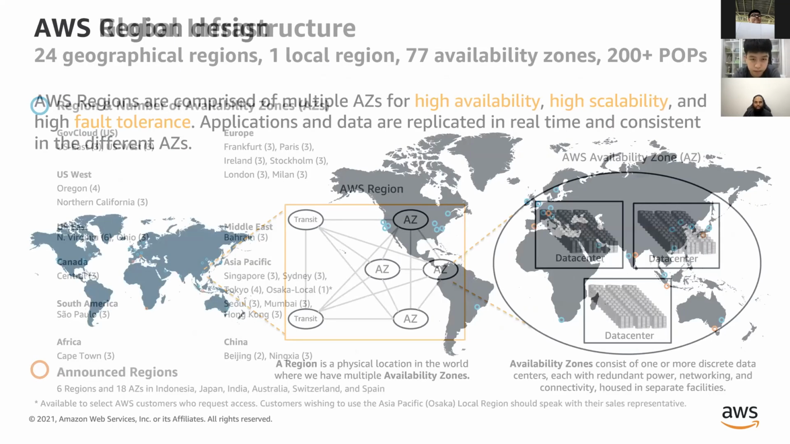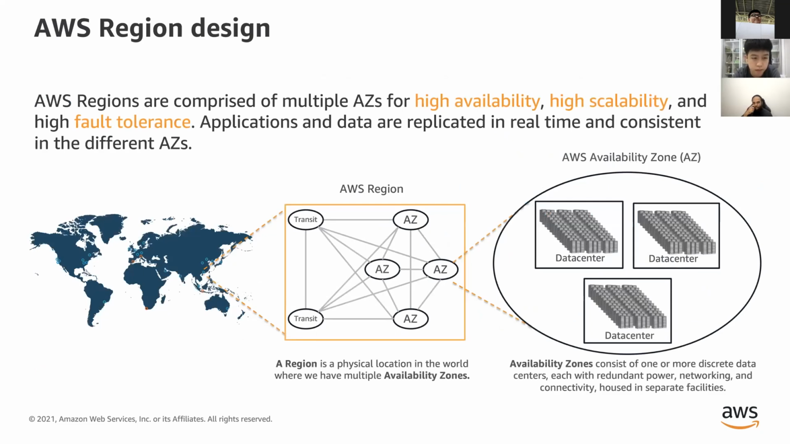And from a design perspective, this is what it looks like, right? So you have a region, which is basically a physical location in the world. You have multiple availability zones inside that. Each availability zone has multiple data centers inside that, and each data center then has all the services. And this is all built with the whole idea of having high availability, high scalability, and high fault tolerance.